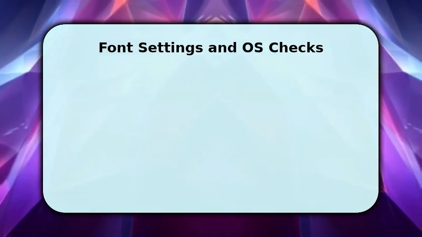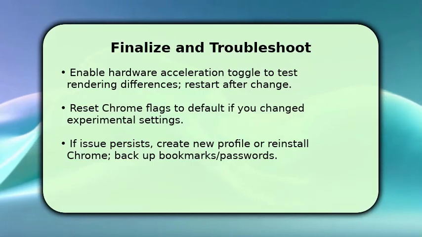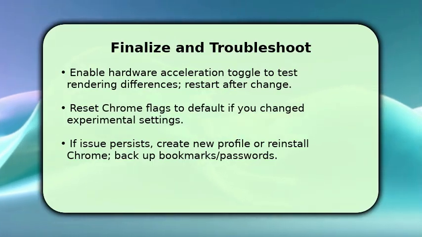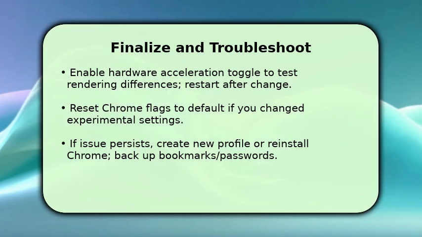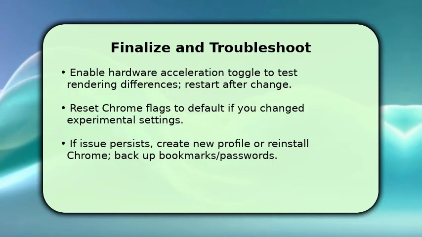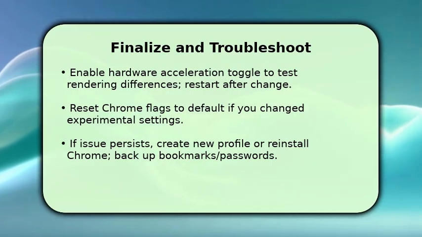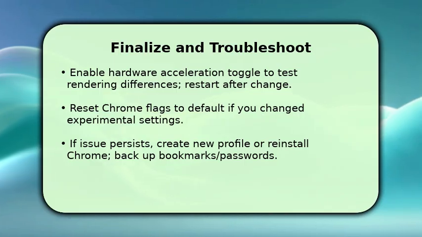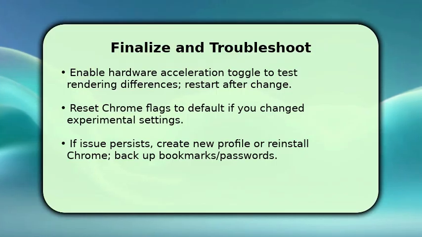Toggle hardware acceleration, turn it off or on, then restart Chrome because GPU rendering affects text smoothing and shaping. If you previously tweaked Chrome //flags, reset them to default to eliminate experimental regressions. Make sure to recreate the problem in a fresh profile. If fonts render correctly there, migrate data and retire the broken profile.